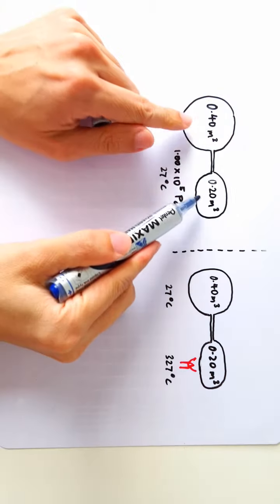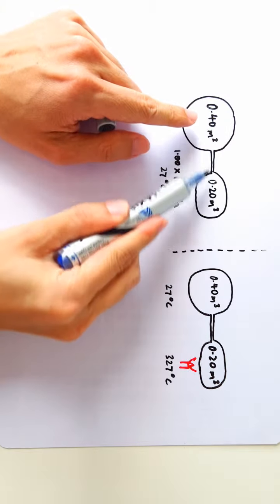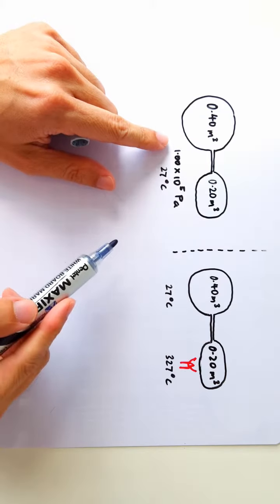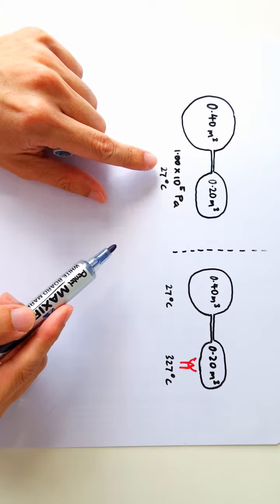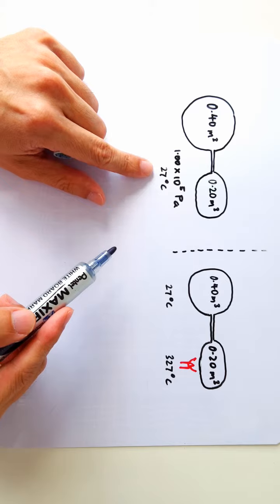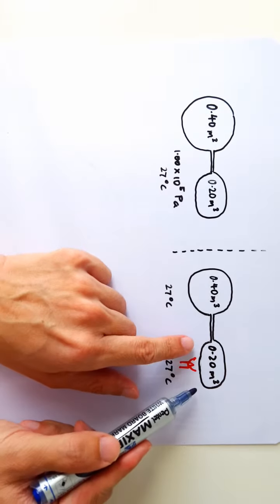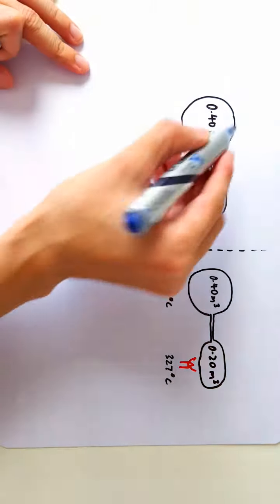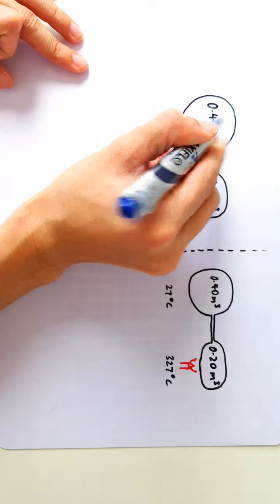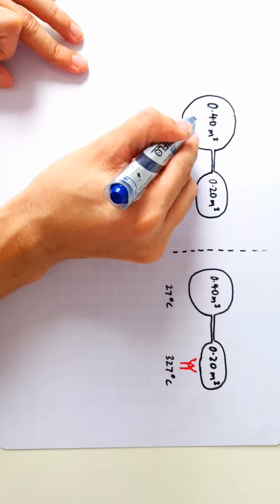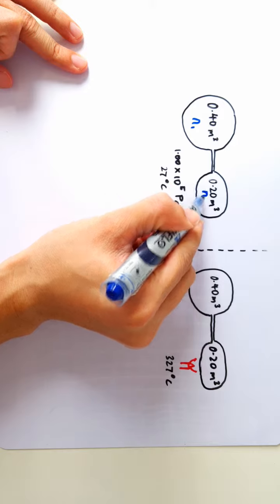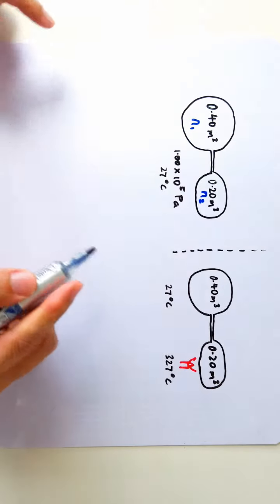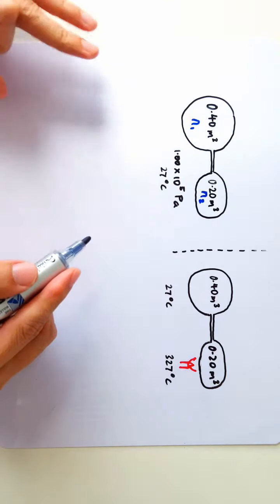In this question, we have two glass bulbs that are connected. They are left at atmospheric pressure and room temperature at first, but later one of the bulbs is heated. So let the amount of gas in this bulb be N1 and the amount of gas in this bulb be N2. I mean in moles, of course.